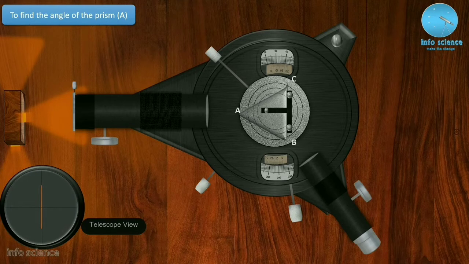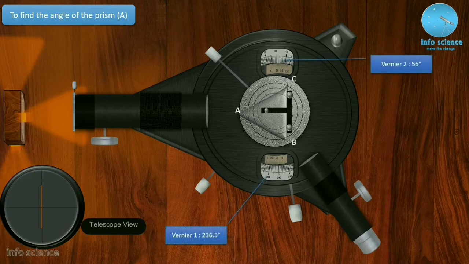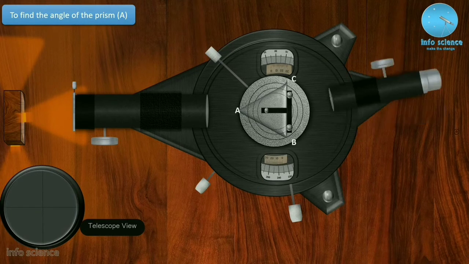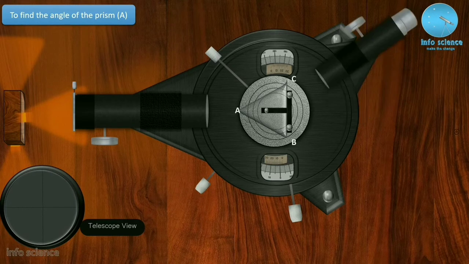Now we have moved the slit to the crosswire, and now we can take the readings from vernier 1 and vernier 2. Here we are getting vernier 1 as 236.5 degrees and vernier 2 as 56 degrees. Note these values in the tabular column for the first face. Now we are looking for the slit through the AC side. Move the telescope towards the AC side and find the slit through it.